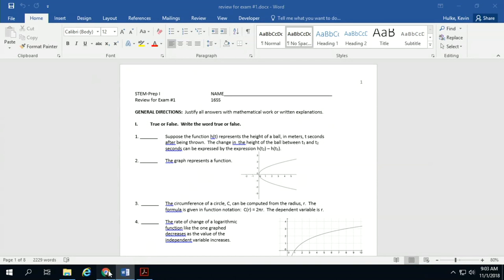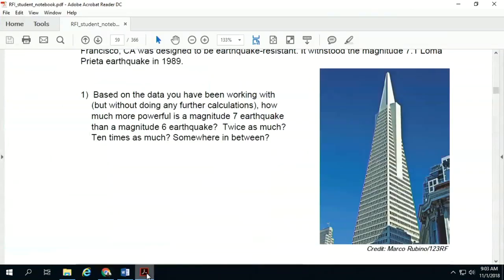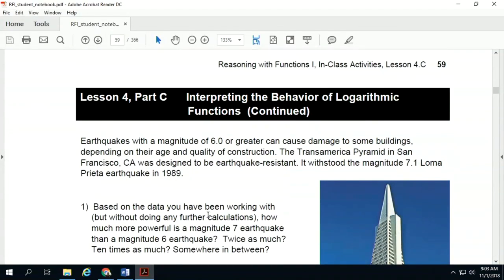So when I make the graph go up to 7, you can see that once again, the stair goes up 1 magnitude, but it also, once again, looks like maybe 10 times as far over. Okay, each step. Let's go forward to page C. We're on page 59, talking about the behavior of logarithmic functions still.